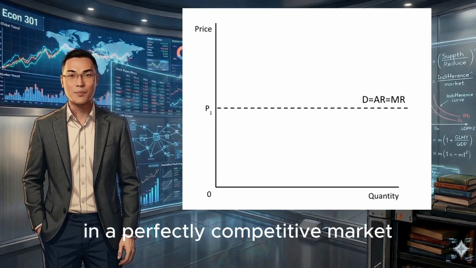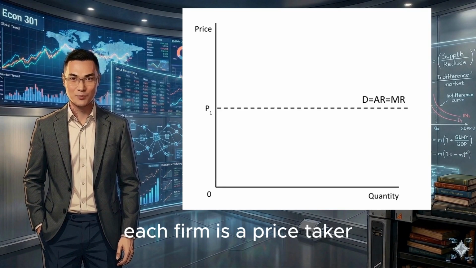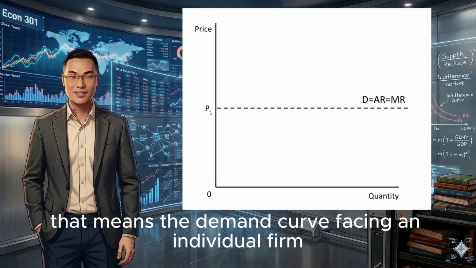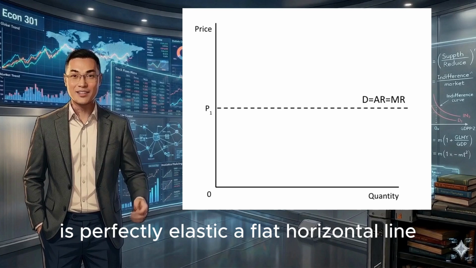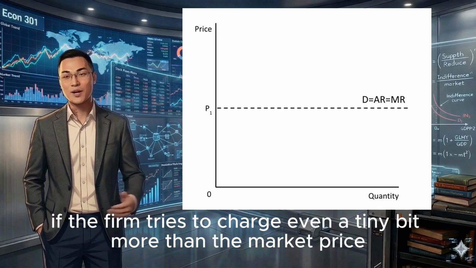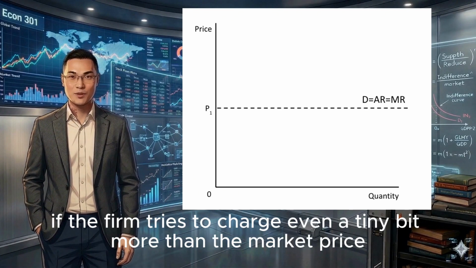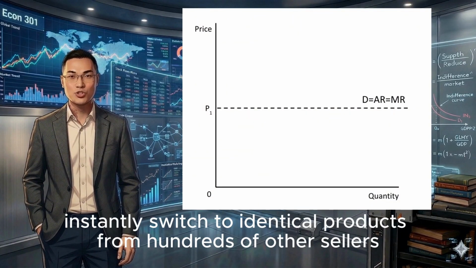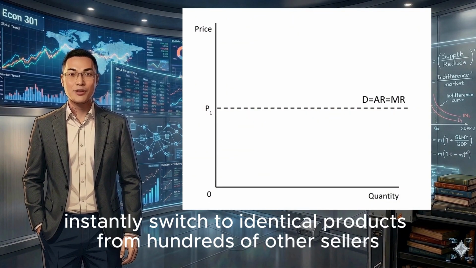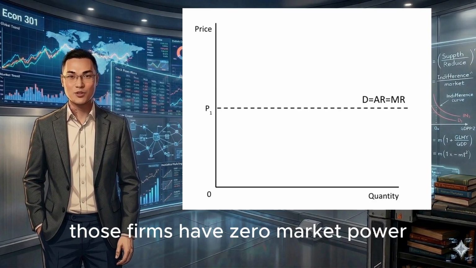In a perfectly competitive market, each firm is a price taker. That means the demand curve facing an individual firm is perfectly elastic, a flat horizontal line. If the firm tries to charge even a tiny bit more than the market price, it sells nothing because buyers can instantly switch to identical products from hundreds of other sellers. Those firms have zero market power.